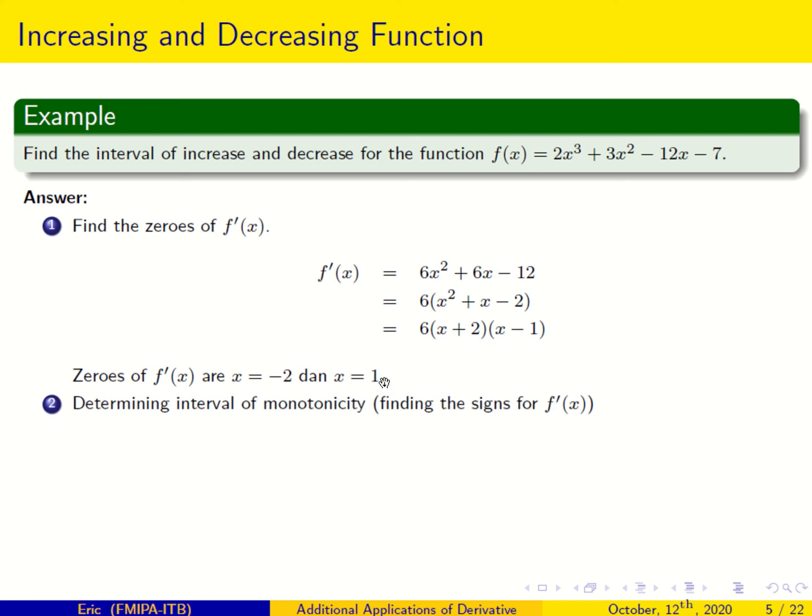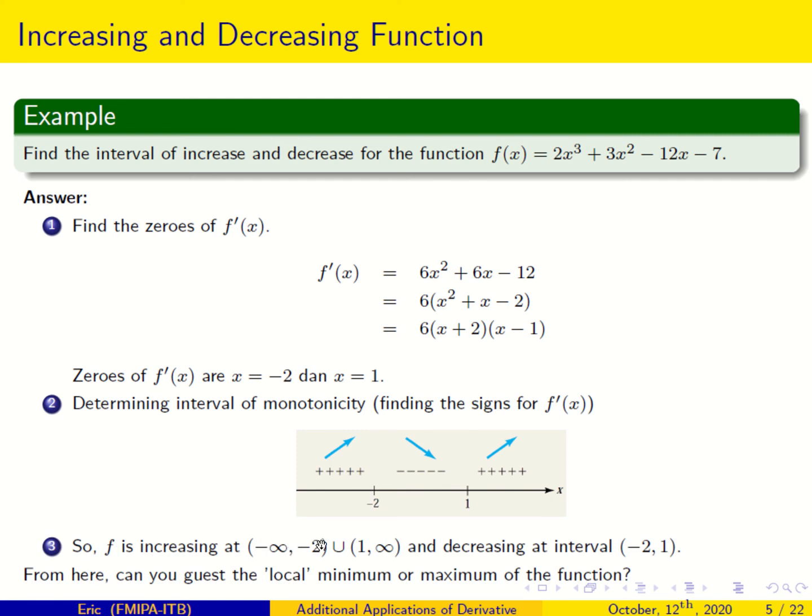To find the intervals of monotonicity, I have to find the sign of f prime, and the zeros are given by minus 2 and 1. So by testing some points in here, we have plus, minus, plus. It means, by the previous theorem, this is increasing, decreasing, increasing. So the function f is increasing on this interval, union with this interval, and decreasing on this interval.